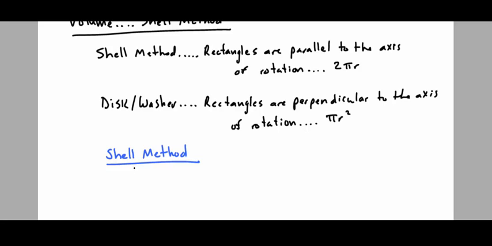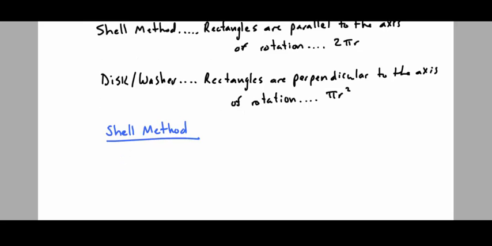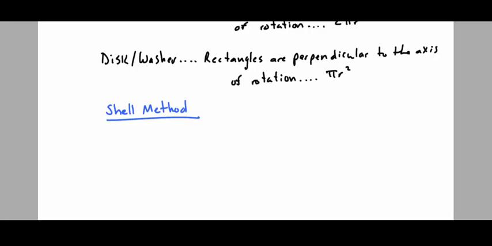So for the shell method, what we're going to be looking at, again, is that idea of the circumference. We're still going to be finding volume, but we'll be rotating around an axis with our rectangles parallel to that axis of rotation. So I think the easiest way to get started here would be with a quick picture. Let's say we're looking at this shape, and I want to rotate this about the x-axis.